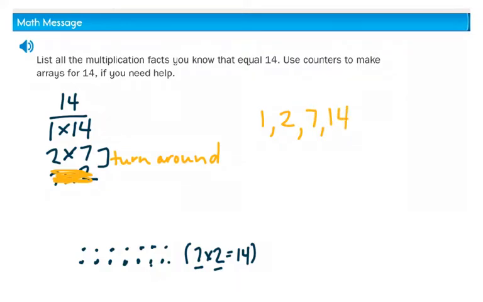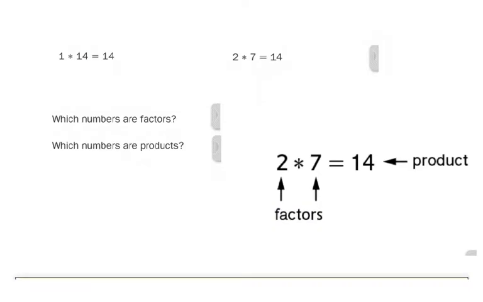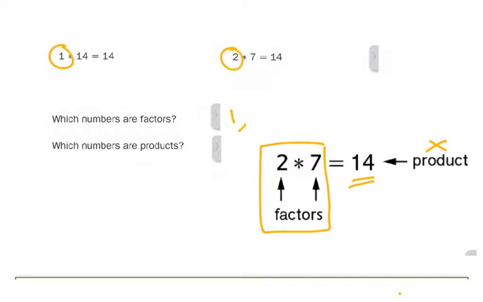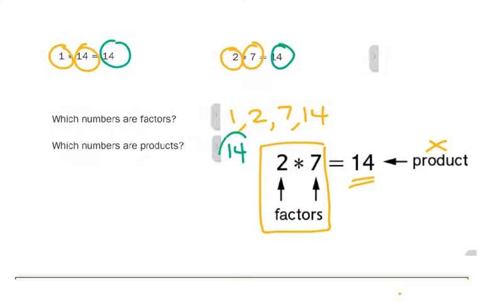Make sure you're writing this down on your whiteboard with me. These numbers are called factors. Two numbers multiplied together to give me an answer, what we call the product when we multiply. So the numbers that are factors are 1, 2, and we typically put them in order from smallest to largest, 7 and 14. Those numbers are all factors. Which numbers are products? 14 is the product, the answer when you multiply.